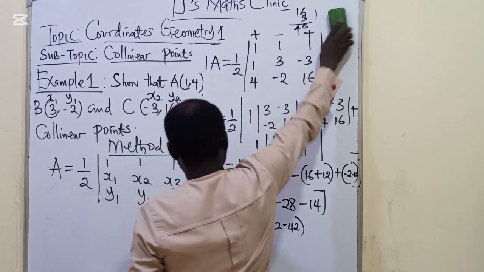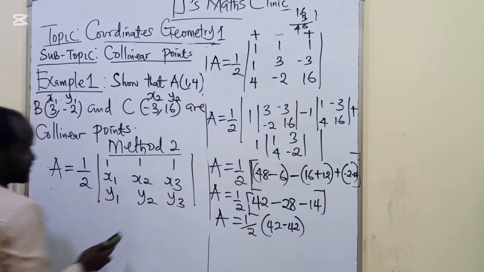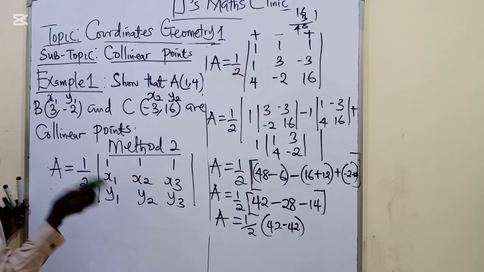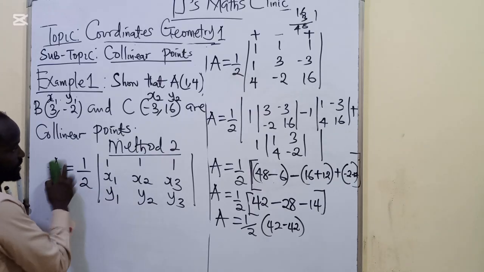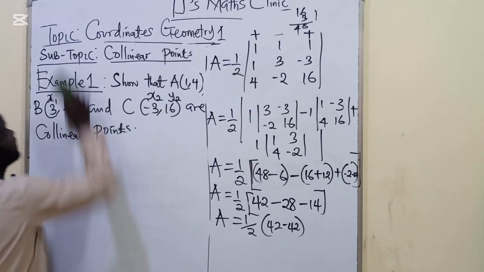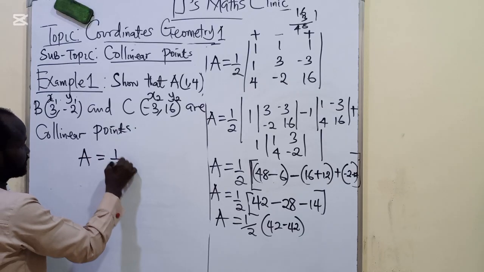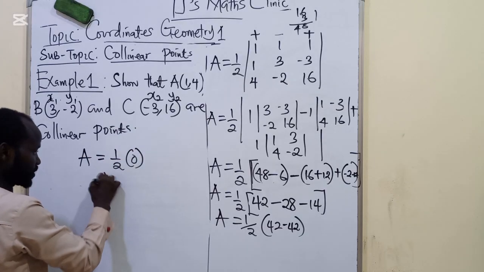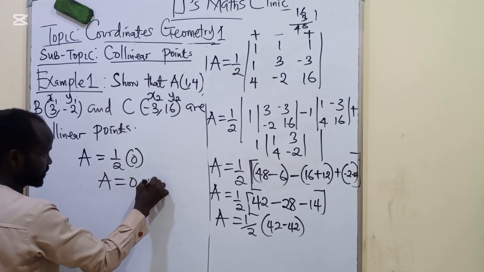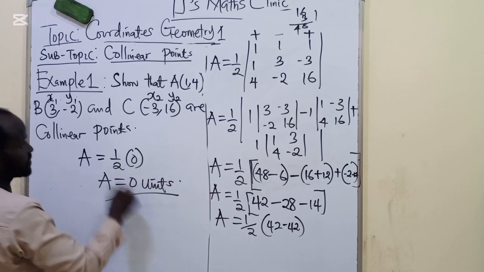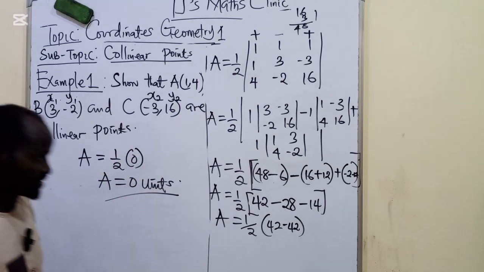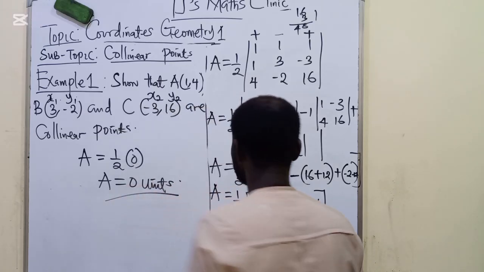So, as I said before, if the area is 0, it means the points are collinear, using the triangle method of finding the area of the triangle. Let's remove here. We have the area now equals half multiplied by 0, and the area will be 0 units. It means the points are still collinear since we're getting the area as 0.